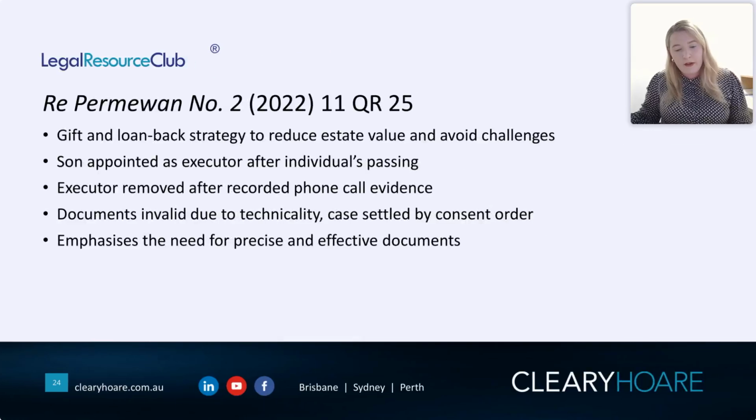So the first one we're looking at is Pamuan number 2, which was a 2022 case.